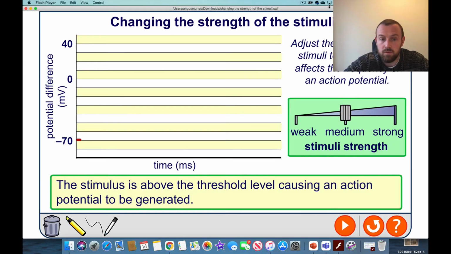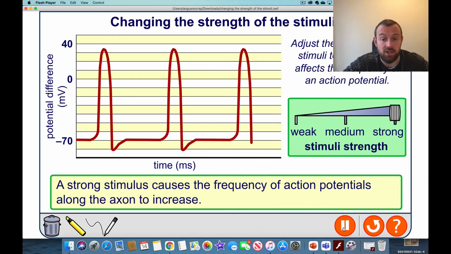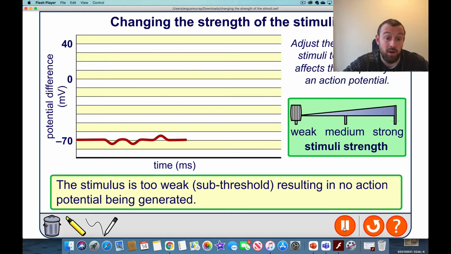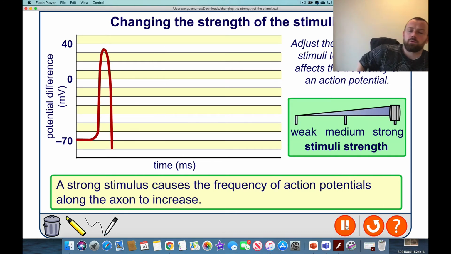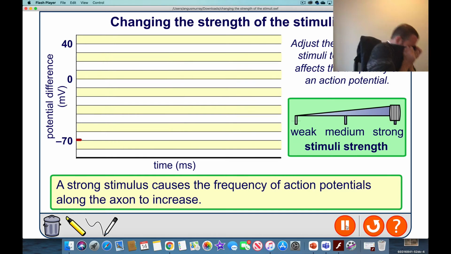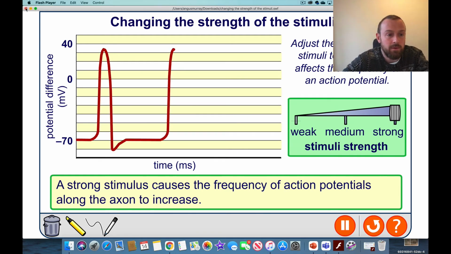I'll show you now. Okay, so here's changing the strength of the stimuli. So if we have a medium stimulus, we get an action potential like that. If I was to increase the strength of the stimulus, then we would just get more frequent action potentials, okay? And if I was to decrease the strength of the stimulus, then, well, we might not get any action potentials at all because they don't meet that threshold level. So with a little bit of a stimulus, is that going to be enough? Okay, so medium, we get an action potential, and with a stronger stimulus, we just get more frequent action potentials. Okay, let's come out of that animation.